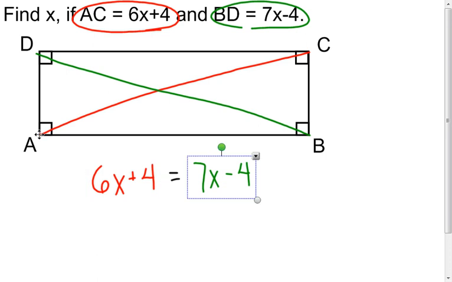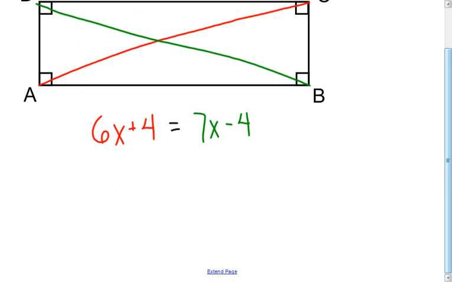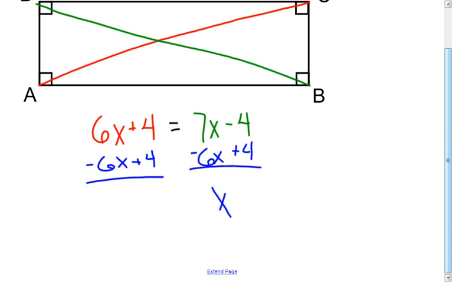I've written that my two diagonals are equal in length. Now it's just a matter of solving the equation, and I will have found my value of x. I'm going to subtract 6x from both sides, and I'm also going to add 4 to both sides, which gives me x equal to 8. And for this one, that's all the farther it asks us to go.